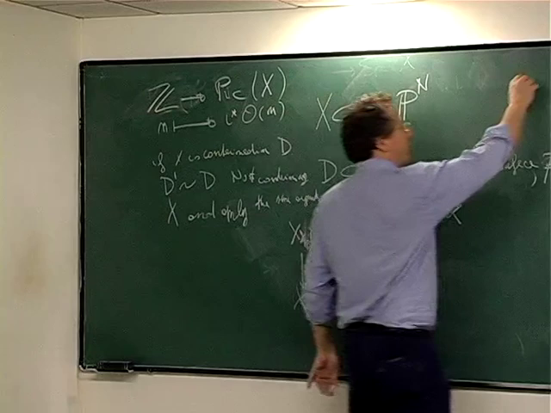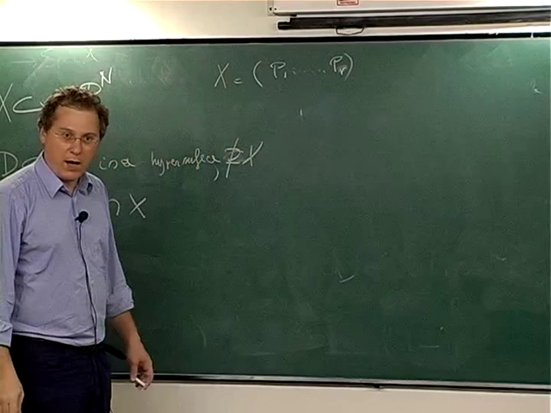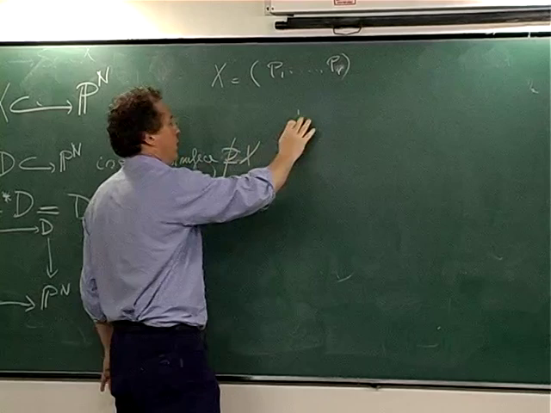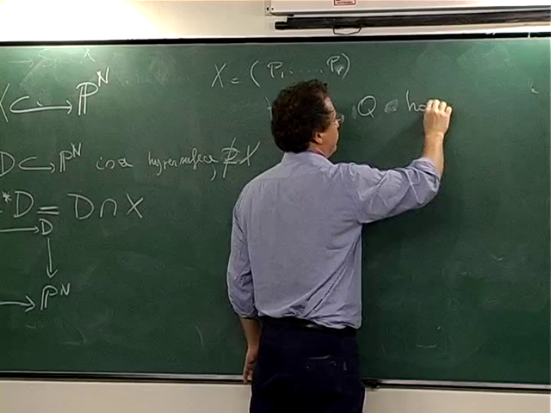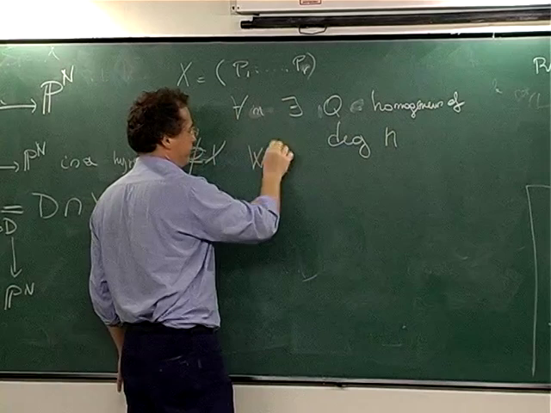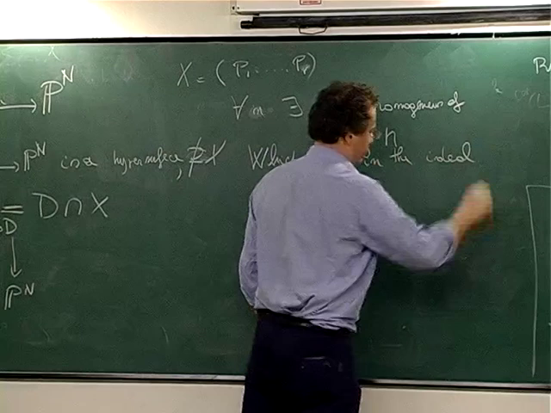X is defined by some polynomials P1, ..., PR, homogeneous, and you can see that this is a homogeneous ideal, and for every n, there exists a homogeneous polynomial Q of degree n, which is not in the ideal. And you want to prove this?